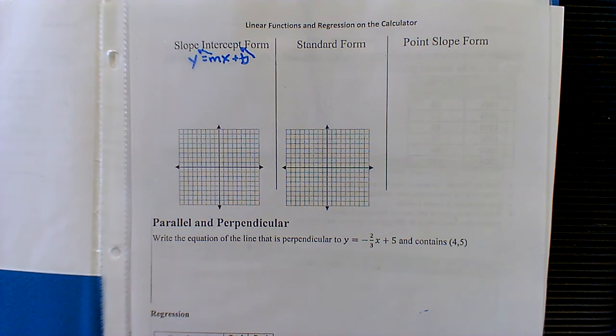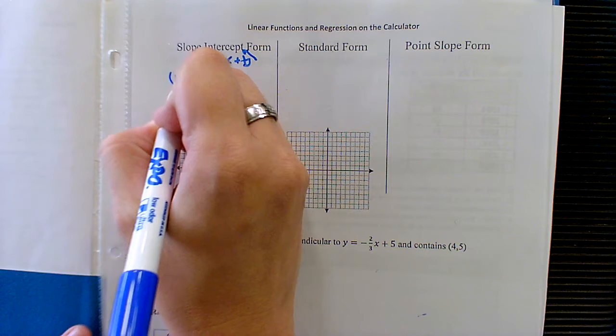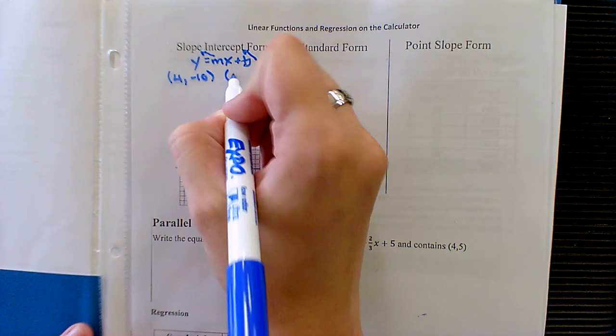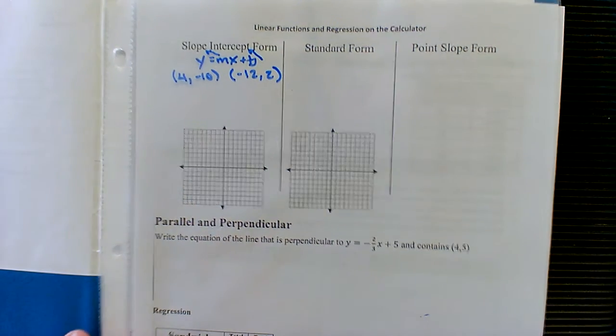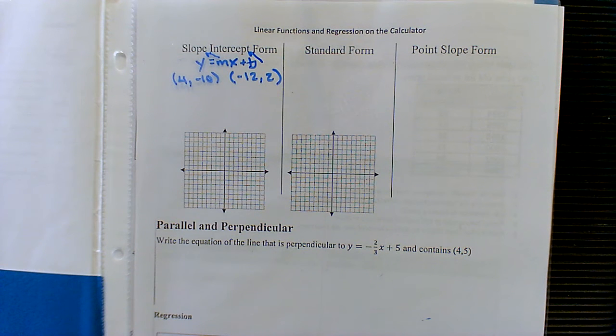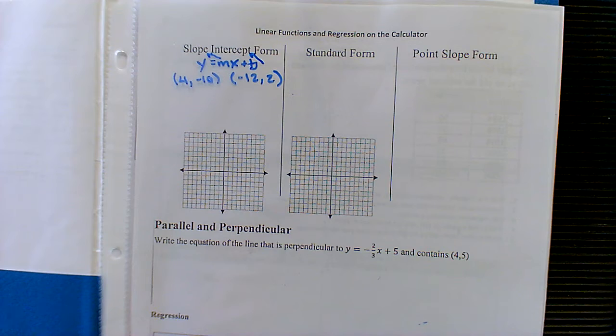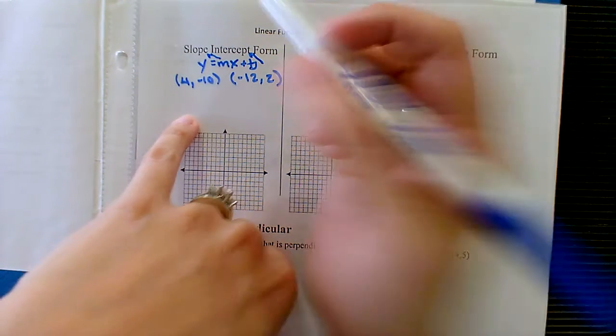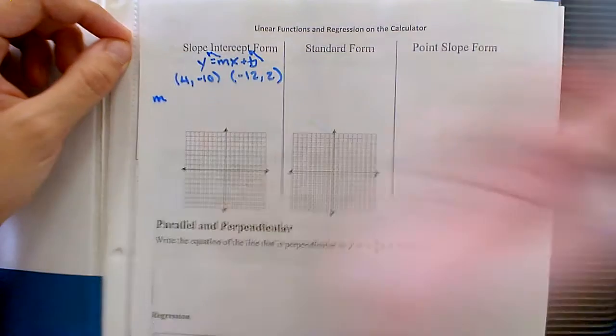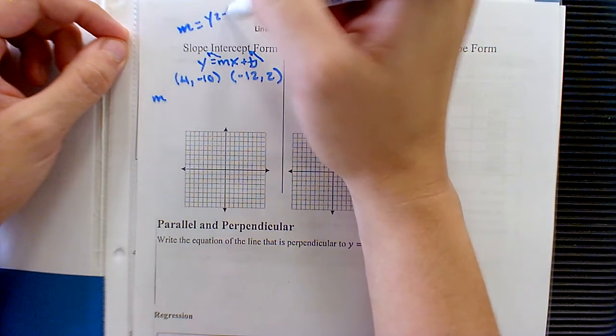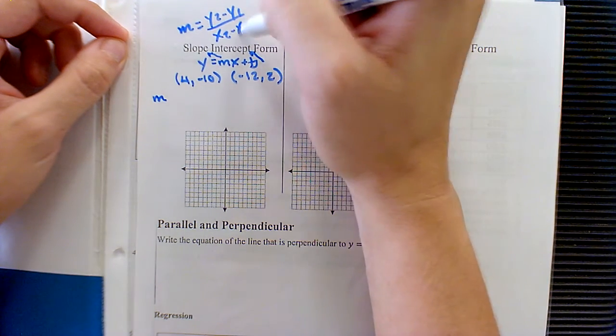All right, so what we're going to do is let's pick 2 points here. We'll do (4, negative 10) and (negative 12, 2). If we had those 2 points, how can we write the slope-intercept line equation that would go through those 2 points? Notice how if you know 2 points, somehow you have to figure out what the slope is or what the y-intercept is. Which one do you want to try to tackle first? You could find the slope by using the equation y2 minus y1 over x2 minus x1.